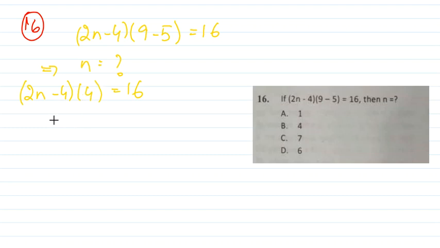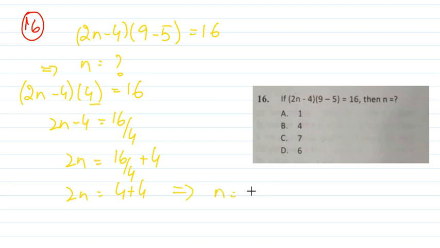So 2n minus 4 is equal to 16 divided by 4. This 4 will go below. So 2n is equal to 16 divided by 4 plus 4. So 2n is equal to 4 plus 4.